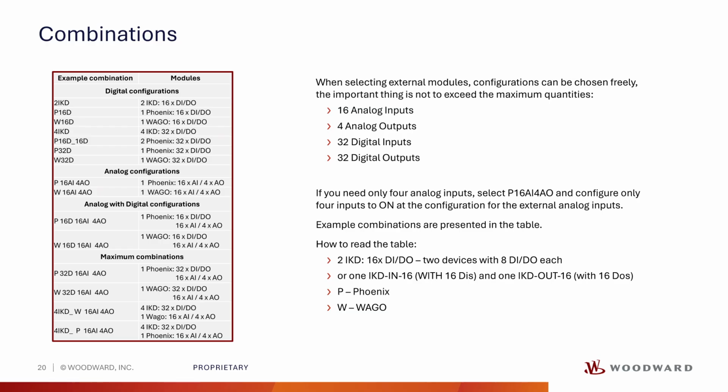Here's how to read the table. For the entry 2 IKD, 16xDIDO, this means 2 devices are being used, each with 8 digital inputs/outputs. Alternatively, it could mean 1 IKD IN16 module, which has 16 digital inputs, and 1 IKD OUT16 module, which has 16 digital outputs. The letter P in the table refers to Phoenix modules, while W refers to WAGO modules. These combinations allow flexible configuration, ensuring you can meet your specific system requirements. For further information and detailed examples, refer to the EasyGen manual.